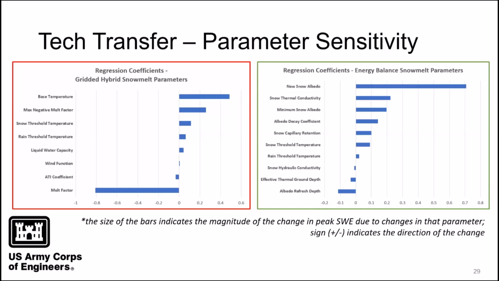So the plots were generated specifically for Swamp Angel study plot, and we were specifically looking at peak SWE, and so the results will change depending on your watershed and what your output time series of interest is. But in this case, if I was using RTI or hybrid, I would want to focus on calibrating parameters like base temperature, the melt factor, and the maximum negative melt factor, and I'd probably spend less time on something like the wind function, which has very little impact on the results.